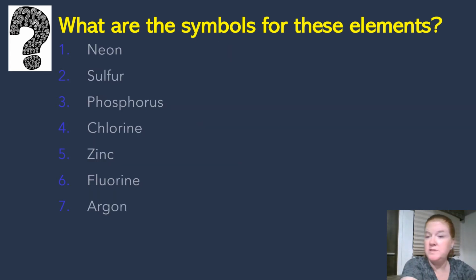Now let's see if you know some symbols for some common elements. Ne, S, P, Cl, Zn, F, Ar.